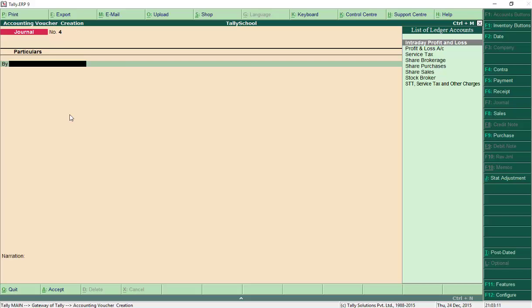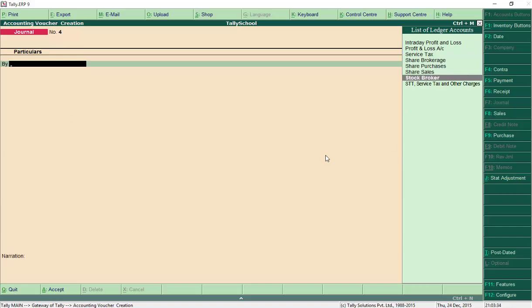And why are we debiting the stockbroker? Because we have to take money from him, and therefore for this entry he is our debtor, that is, he is our asset, and asset means debit, that is basic accounting. So let's debit stockbroker. Here is stockbroker.